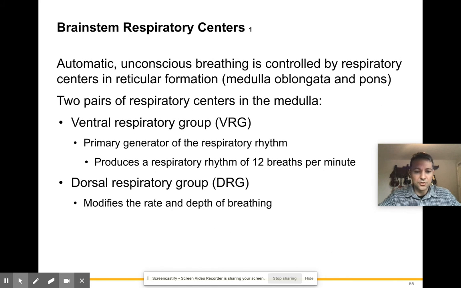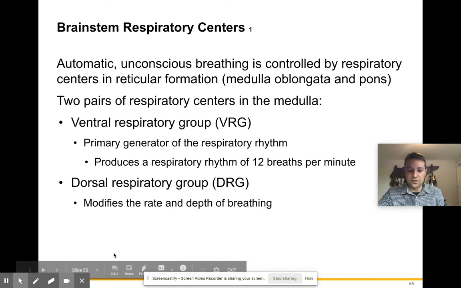The dorsal respiratory group is the other respiratory center in the medulla, and it modifies the rate and depth of breathing. So the deeper you inhale, the deeper that breath you take. If you need to take a deeper breath, the dorsal respiratory group will cause you to take a deeper breath, because you need more oxygen at that particular moment. So the ventral respiratory group deals with the rhythmic pattern, and your dorsal respiratory group deals with how much you breathe, if that pattern has to increase or decrease, and how deeply you breathe. Are they shallow breaths? Are they deep breaths?